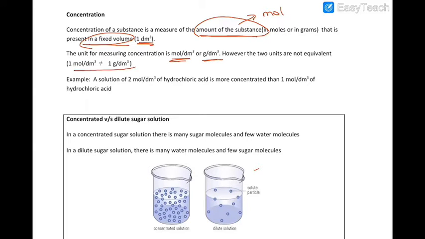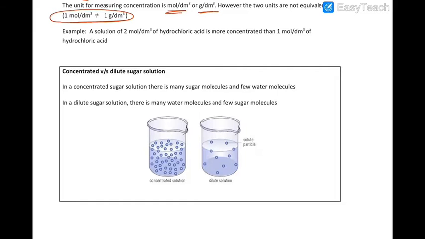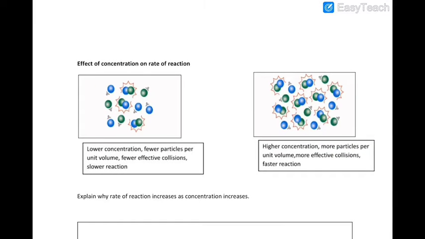Even if they are not equal units, the 1 mole per dm cube is not equal to 1 gram per dm cube, the value of the concentration will give you an idea of how many particles there are in a certain volume of that substance. So for example, here you have a concentrated substance, so high concentration. As you can see, there is a lot of particles in the same volume. Here this is of a lower concentration, so there's fewer particles in a certain volume over here as compared to here.